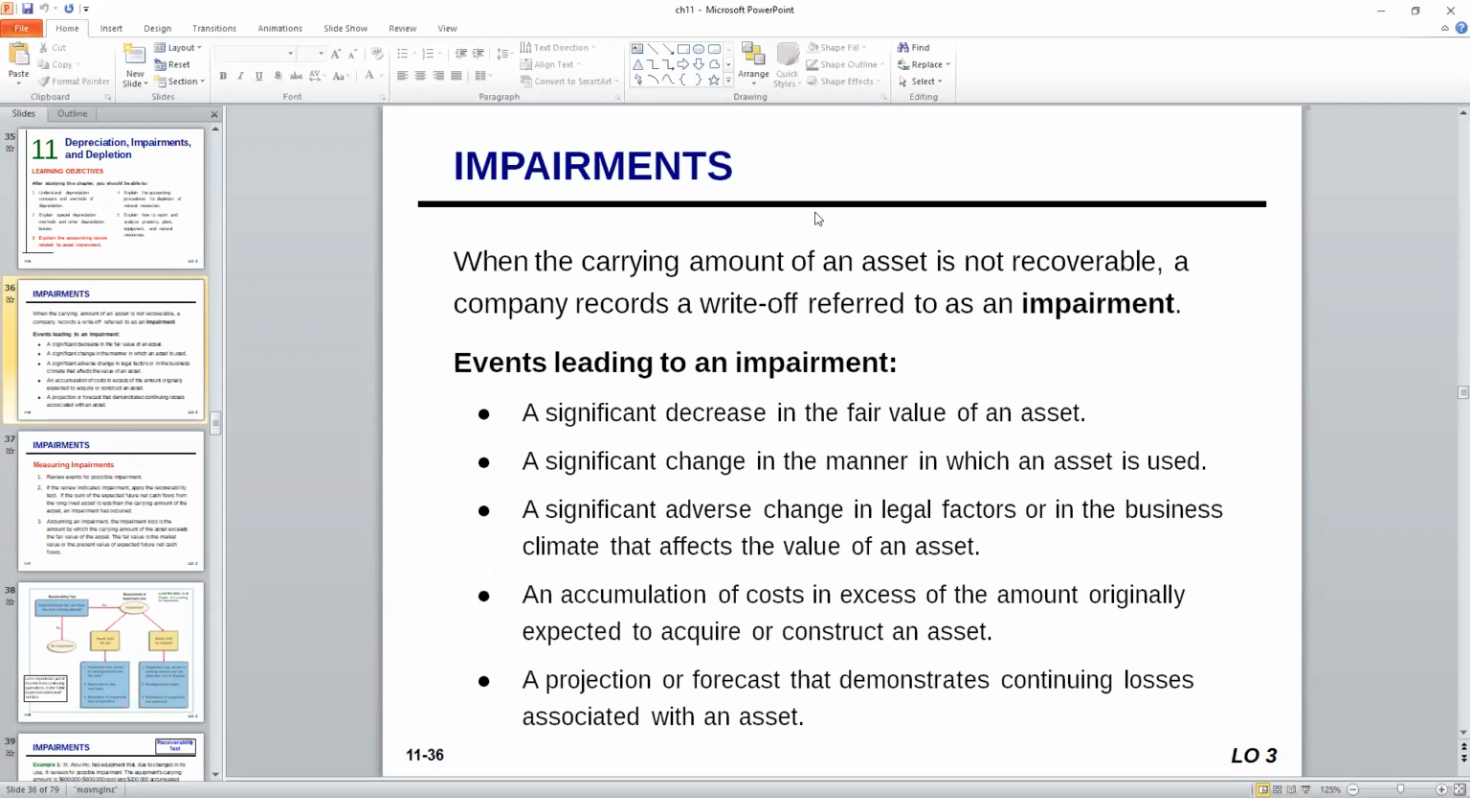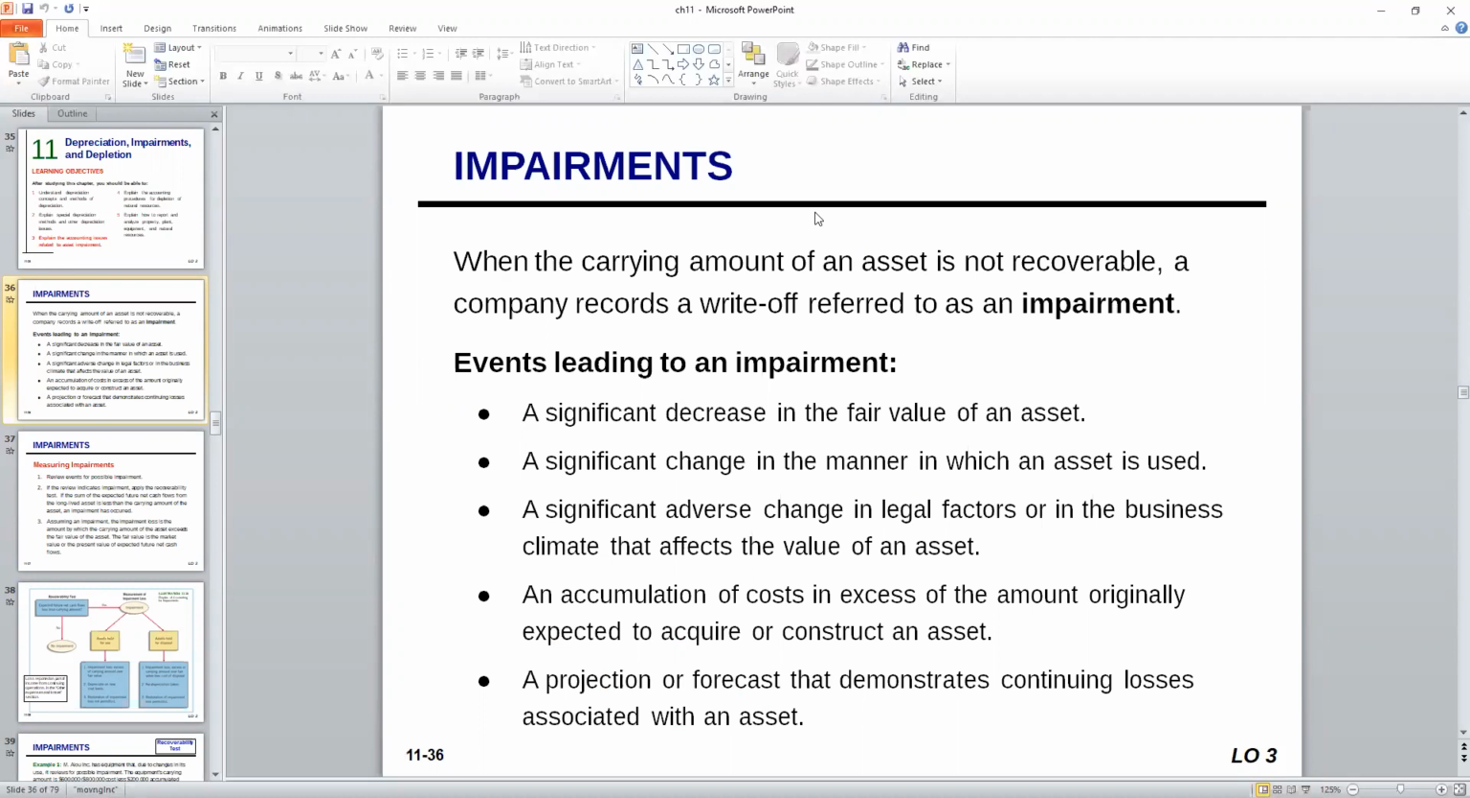So events leading to impairment: a significant decrease in the fair value of an asset, or a change in the manner in which the asset is used. The asset may not have changed, but maybe the way that we use it in a different line of business, or it's become obsolete. A significant adverse legal factor, and a projection or forecast that demonstrates continuing losses associated with an asset. Any of these things are what's called impairment.